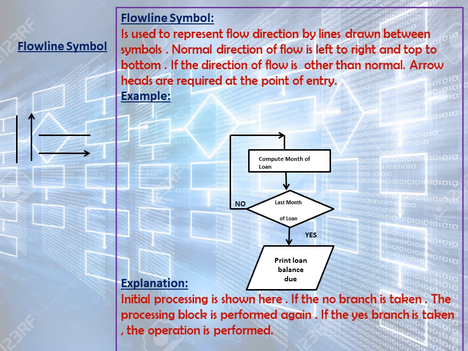This is important, because from this we can know the flow of these symbols, meaning from one symbol where to move to the next symbol. Initial processing is shown here. If the no branch is taken, the processing block is performed again. If the yes branch is taken, the operation is performed. So this is about the flow lines.